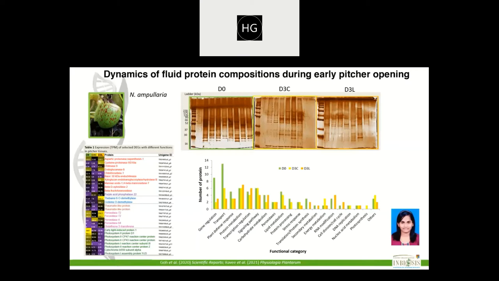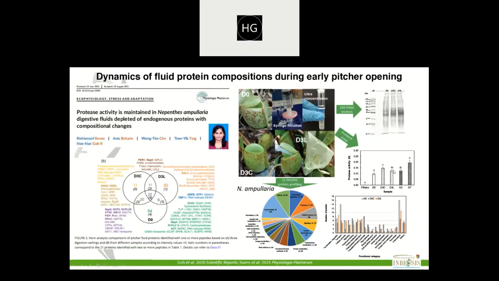But how about the pitcher fluid composition? So on day zero, and then on day three without doing anything, and after depletion, then collecting again on day three, we compare the samples. And we found that the activity of the protease is maintained. So this is the protease activity. On day zero, compared to day three, actually there's an increase. That means the protease is secreted more during the opening and the protease has increased. For those that were already filtered of protein on day zero, the activity can also be maintained, same as the control. That means the protease that was lost is actually re-secreted, reproduced and secreted into the fluid.